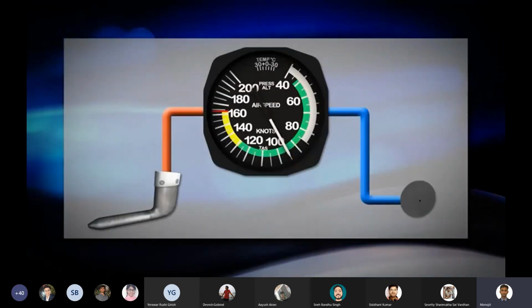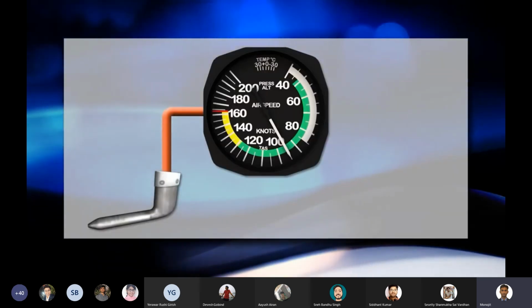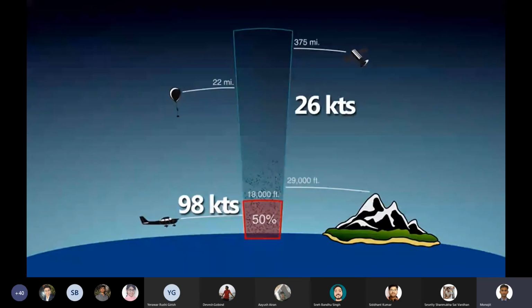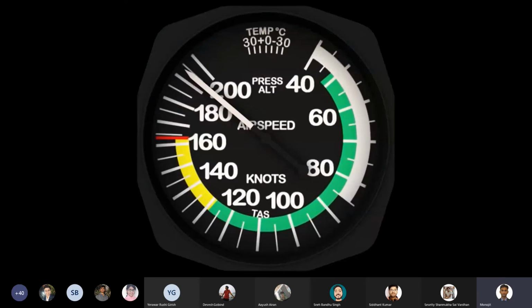But what about the static port, you ask? Well, remember how the pressure of the atmosphere changes with altitude? Well, if this wasn't taken into account, then the airspeed would indicate different speeds at different altitudes, even if the plane was actually going the same speed.